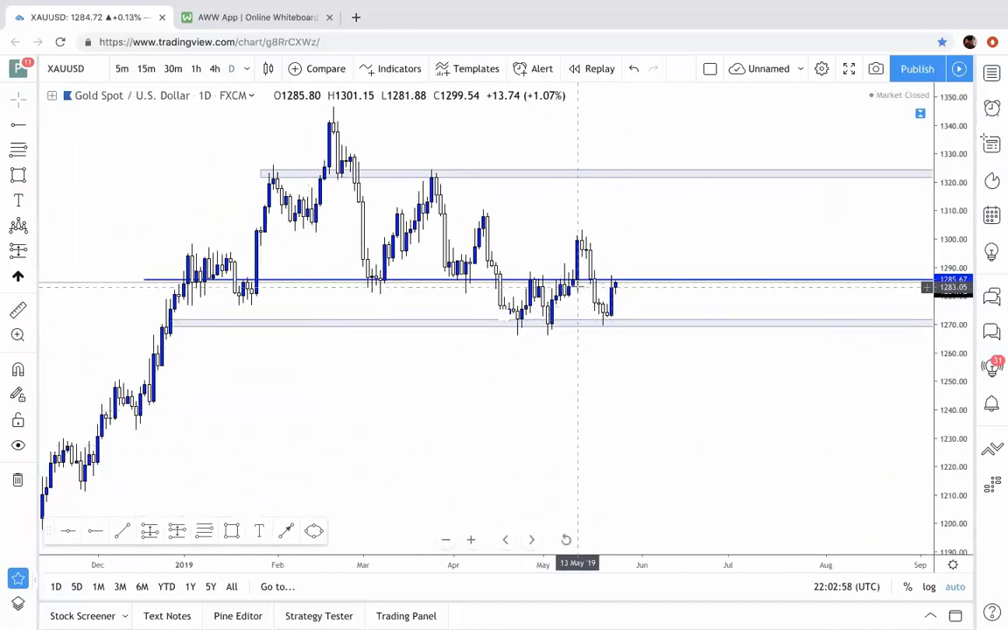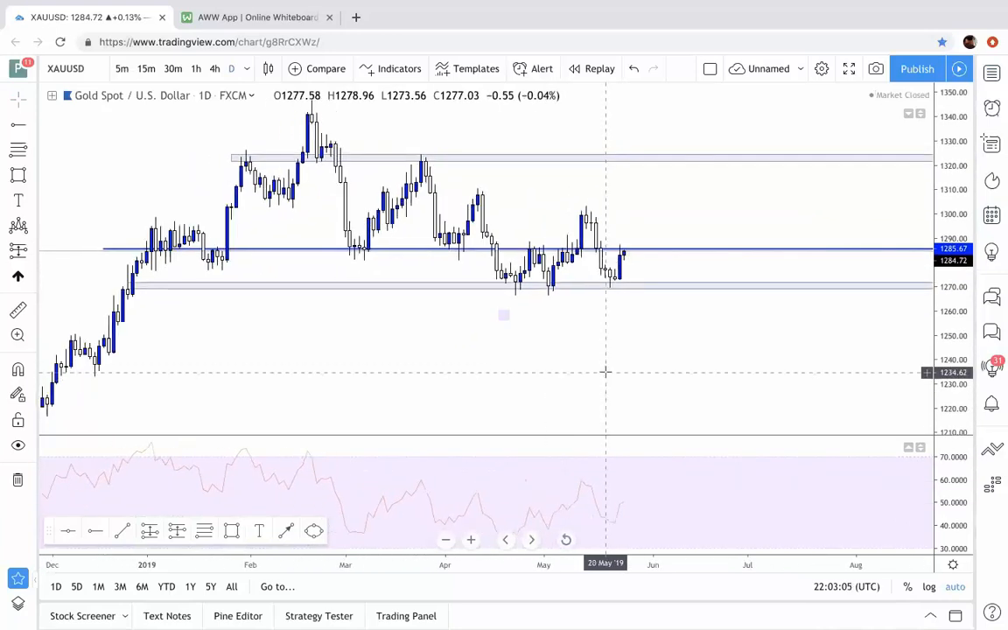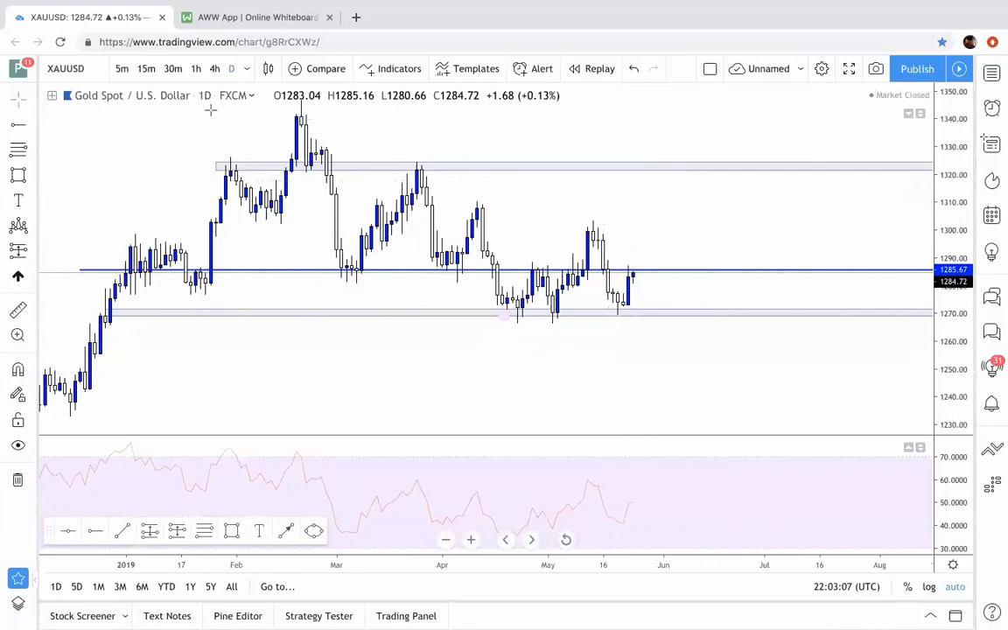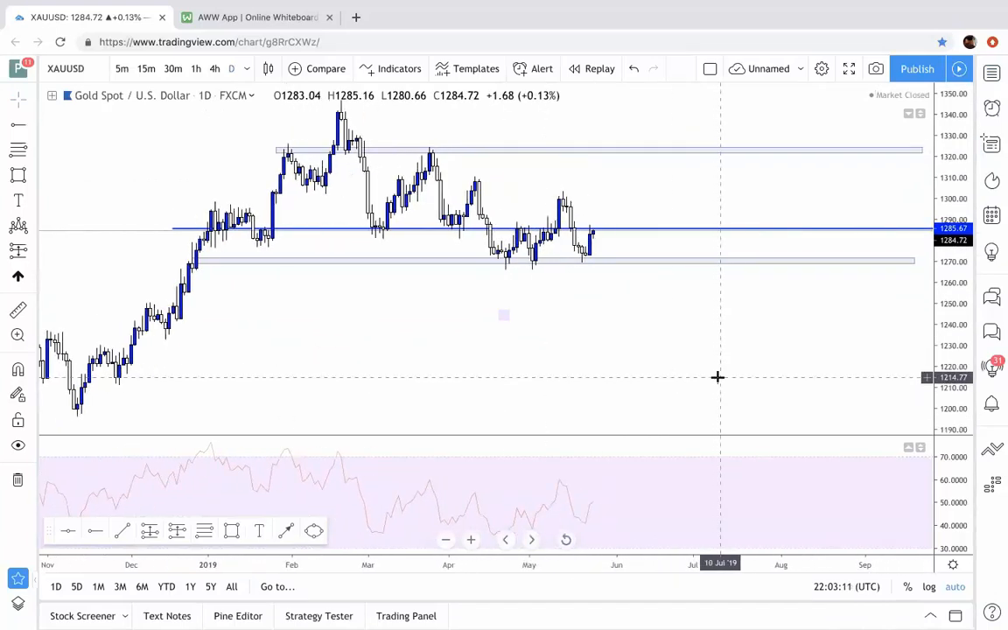So first thing we're going to do, since this is a divergence trade, we're just going to pull up a 14-period relative strength index. That's what I use to do divergence with. And then also here, as you can see, I'm starting on the daily chart. And what have I done? All I've done is I've just marked up the most obvious significant levels.